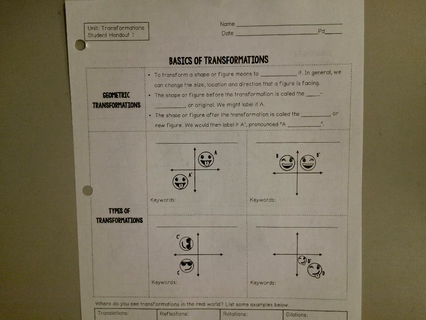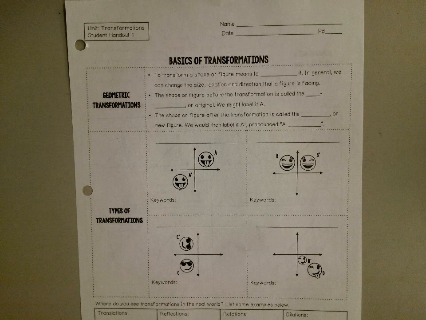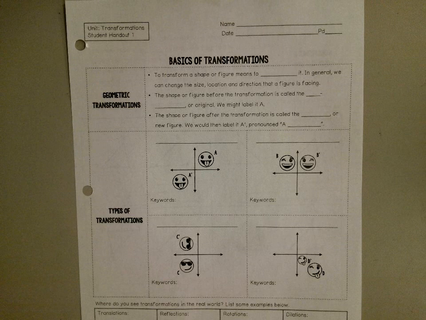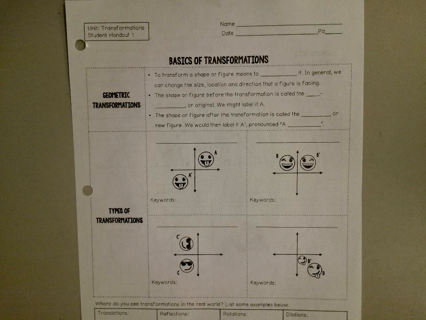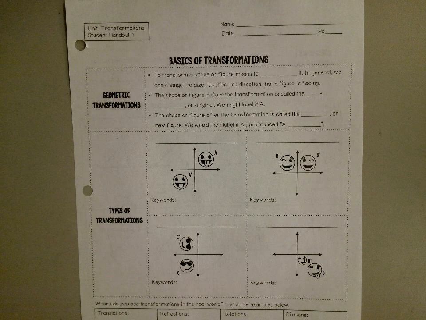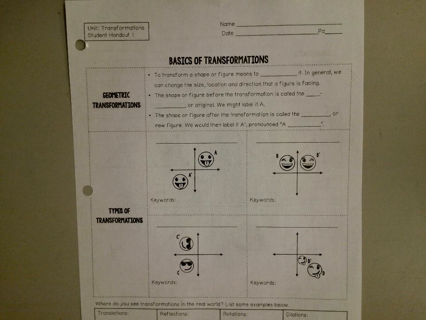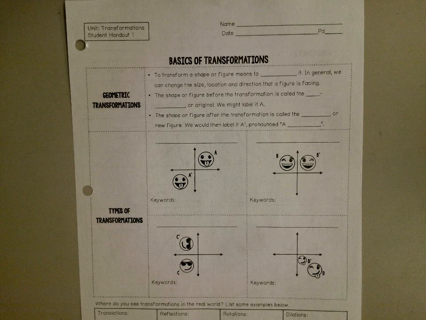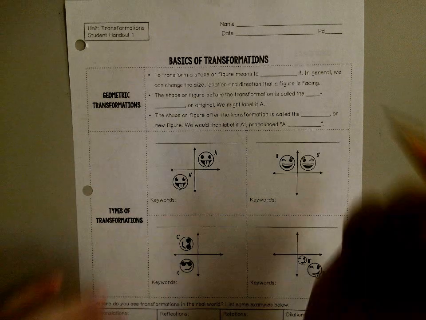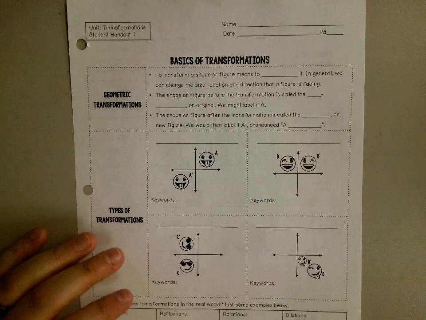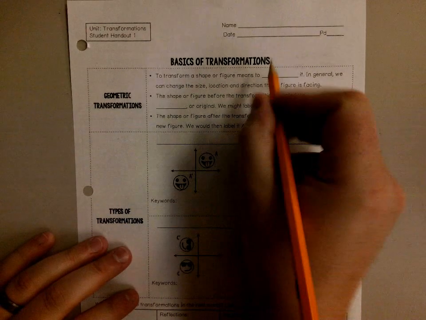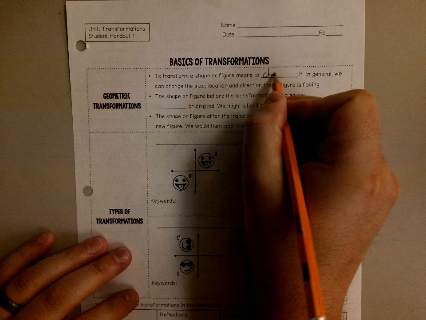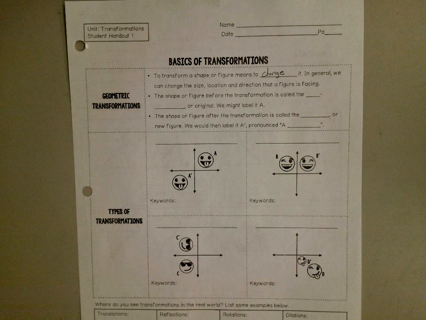We're talking about transformations. Transformations are literally just taking shapes and moving them, basically. We'll talk about a couple different kinds today and what they mean. We'll start with some notes here. To transform a shape or figure means to just change it. So we can change the size, location, or direction that figure is facing.